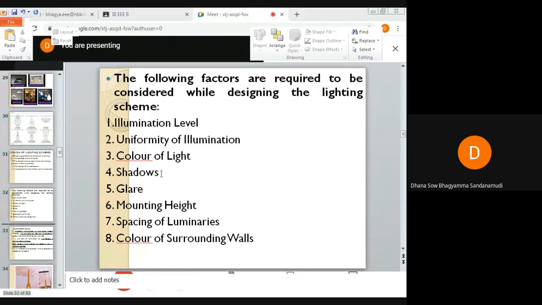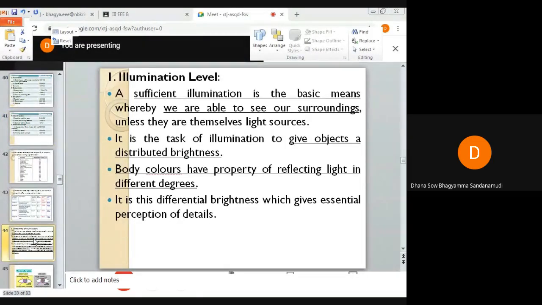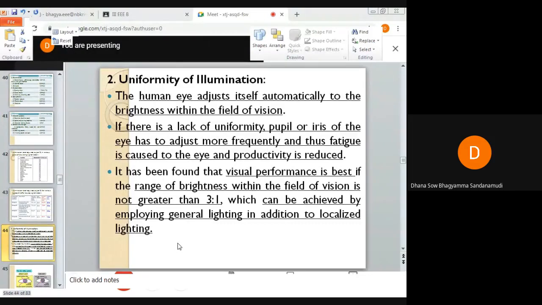Okay, let us start with uniformity of illumination. So the human eye actually automatically adjusts to the brightness within the field of vision. Okay, so if you enter into a darker room from an open space during the daytime, suddenly your eyes will get blurred. I don't know how many of you have experienced that. I have experienced it many a times.